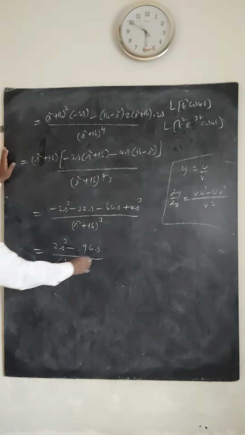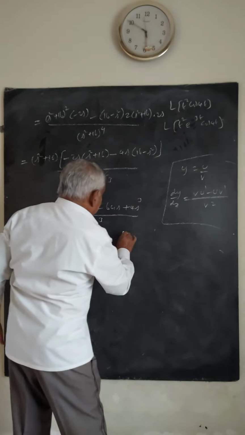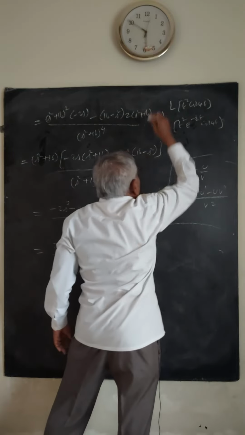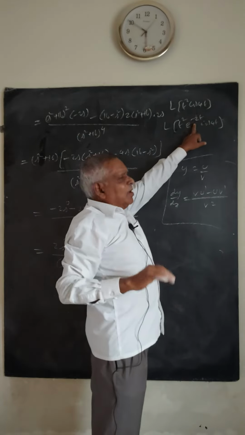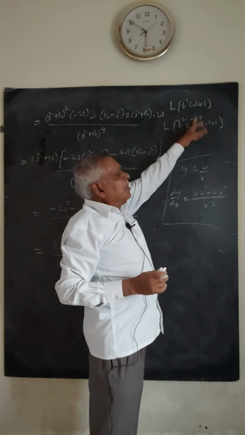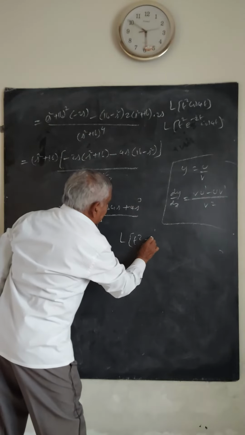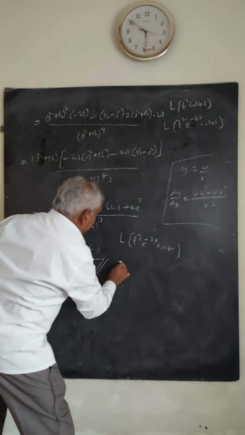This is the answer. If you apply this exponential, we can change the exponential to any other, such as minus 2t. In examination, they will ask anyone, but for the model, we are changing like this. Exponential: t square e power minus 2t cos 4t.